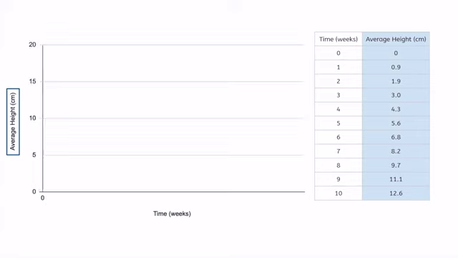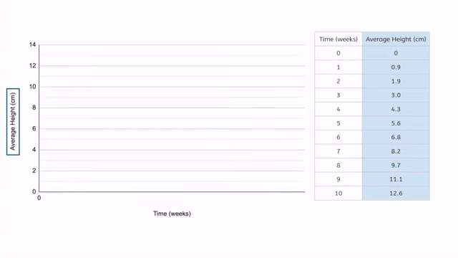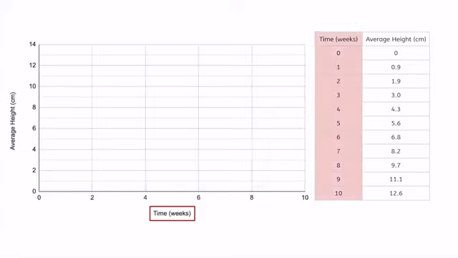Maybe 0 through 20? Well, the highest number in our data set is 12.6, so that means we'd have a ton of empty space at the top if the scale goes all the way to 20. We can't do 0 to 10 because it wouldn't fit all of our data points. Let's go with 0 to 14, that should work nicely. For the x-axis, my data shows 10 weeks, so I'll label this axis from 0 to 10.